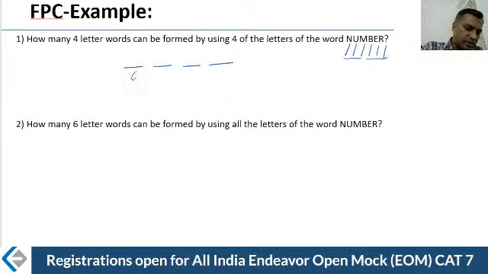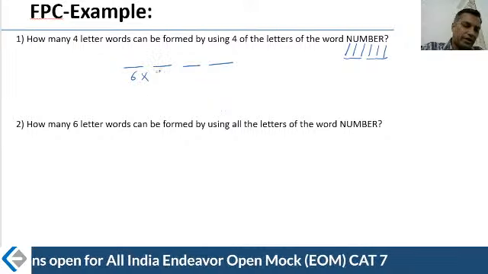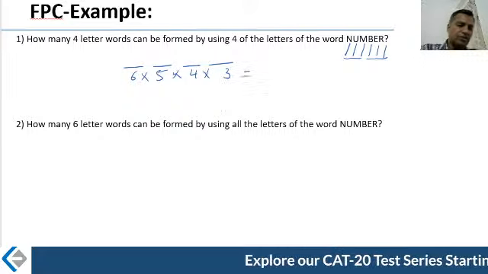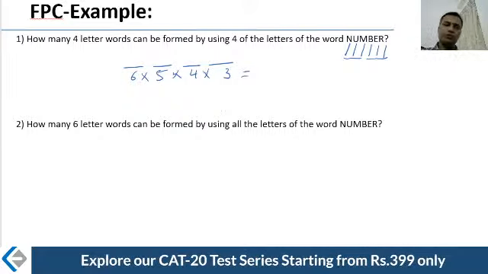First place can be filled in 6 ways. Second place can be filled in 5 ways. The next place can be filled in 4 ways. The next place can be filled in 3 ways. That's your answer: 6 into 5 into 4 into 3. That's it.